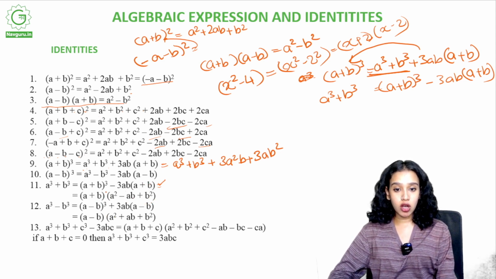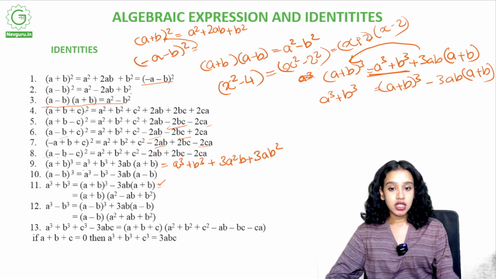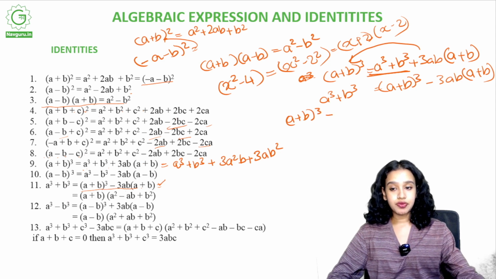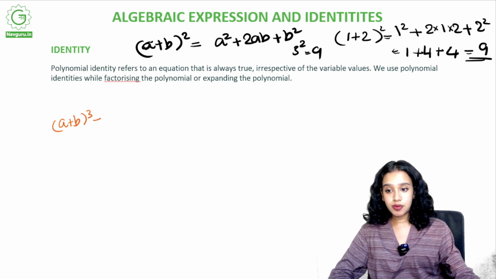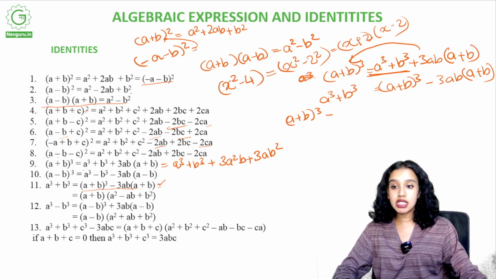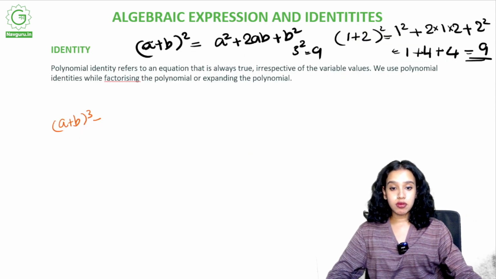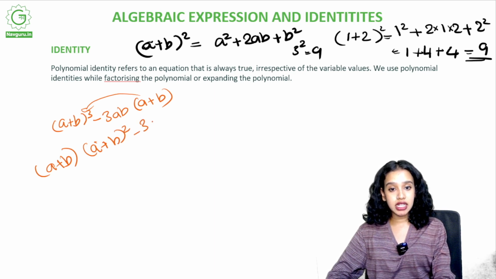We took a plus b outside, right? So when we take a plus b outside, what do we have left? This is the equation: a plus b the whole cube minus 3ab into a plus b. Now, if I take a plus b as a common term from both of these, we'll have a plus b outside, and then I'll have a plus b the whole square minus 3ab, right?